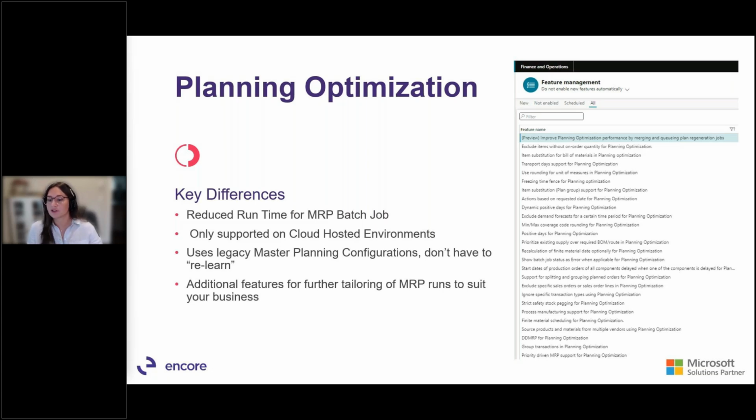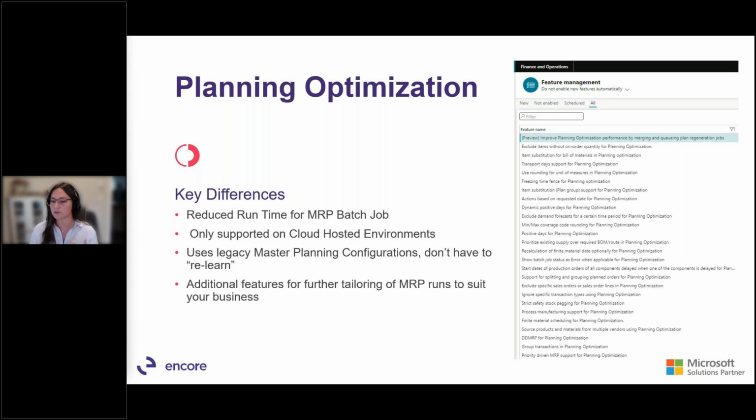As I mentioned earlier, the key differences between master planning and planning optimization reside primarily in how the system executes MRP, but there are some key configurations that weren't previously available that will allow you to make your MRP more accurate. And I'm not going to get into all of those, there are several, but the important thing I'd like to point out is that just because planning optimization is a new tool and there is new functionality, it does not change the core planning concepts.